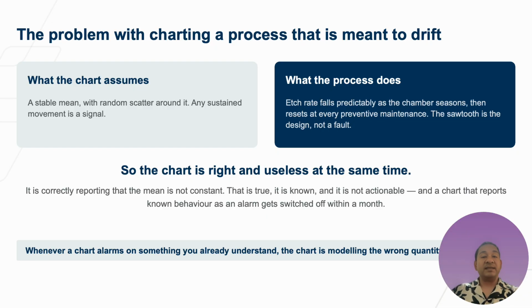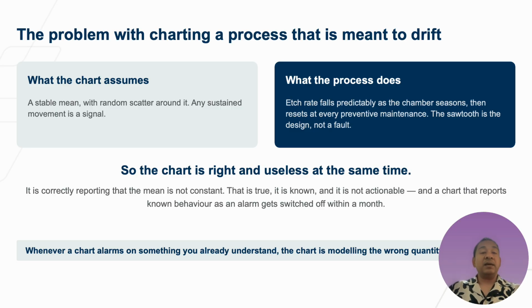What the chart assumes: a stable mean with random scatter around it. Any sustained movement is the signal worth investigating. What the process does: etch rate falls predictably as the chamber seasons and then resets at every PM. The sawtooth is the design, not a fault. So the chart is right and useless at the same time. It is correctly reporting that the mean is not constant. That statement is true, known, and not actionable.